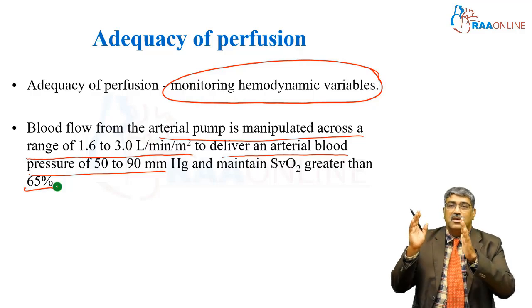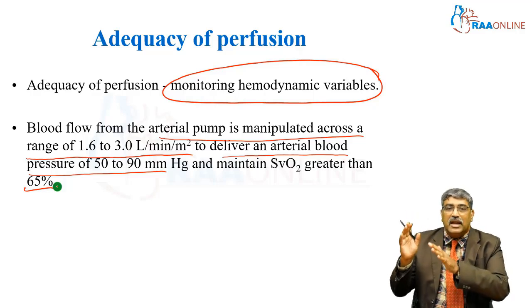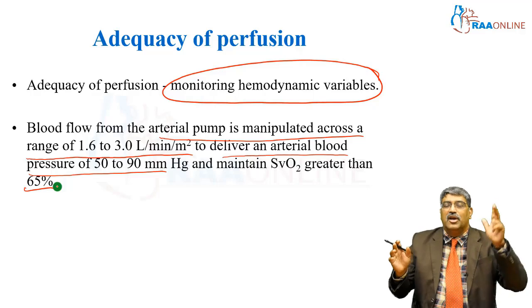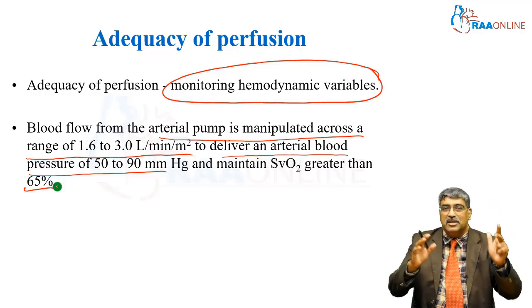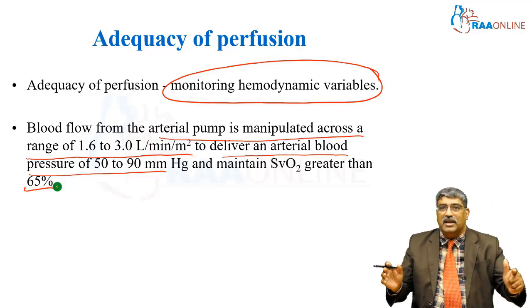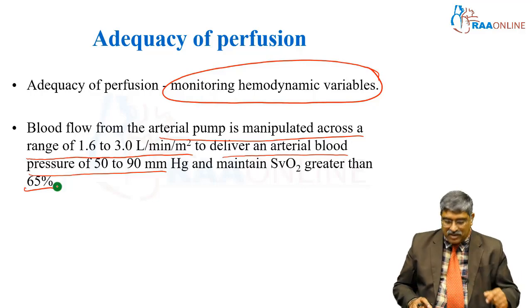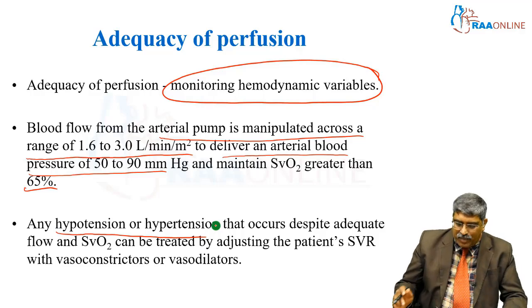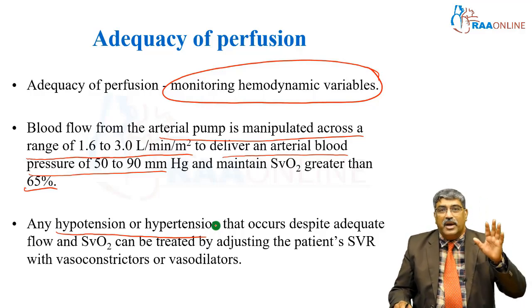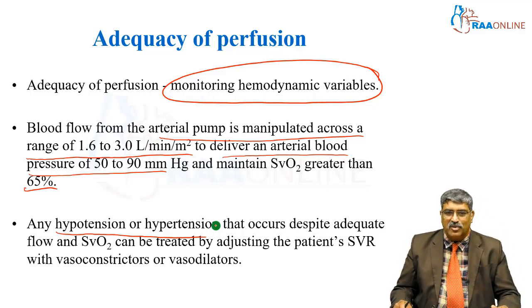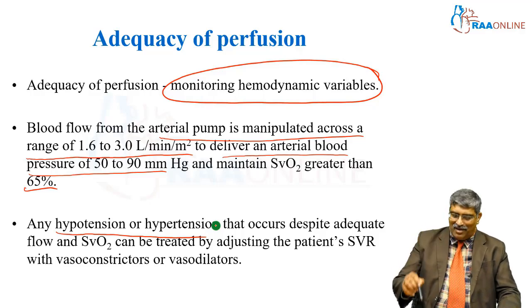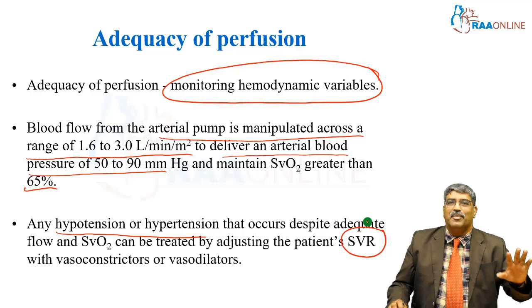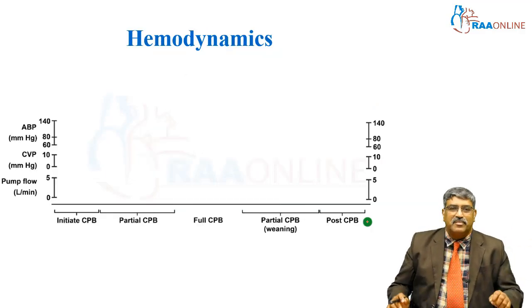The flow is ranging between 1.6 to 3 liters per minute per meter squared. Your mean arterial pressure can range between 50 to 90 and the SpO2 is greater than 65%. Any hypotension or hypertension that occurs despite adequate flow and SpO2 can be adjusted by altering what is called systemic vascular resistance. This can be altered with vasodilators or vasoconstrictors.